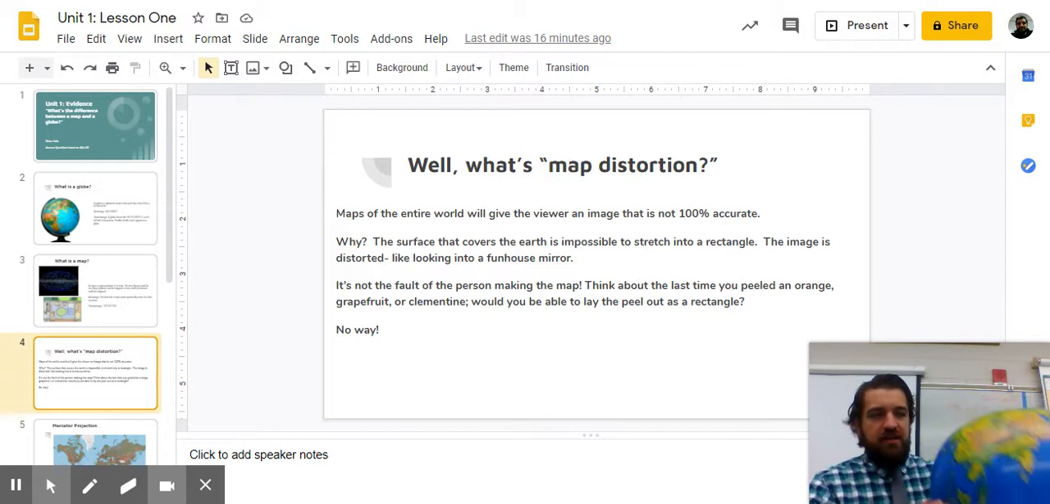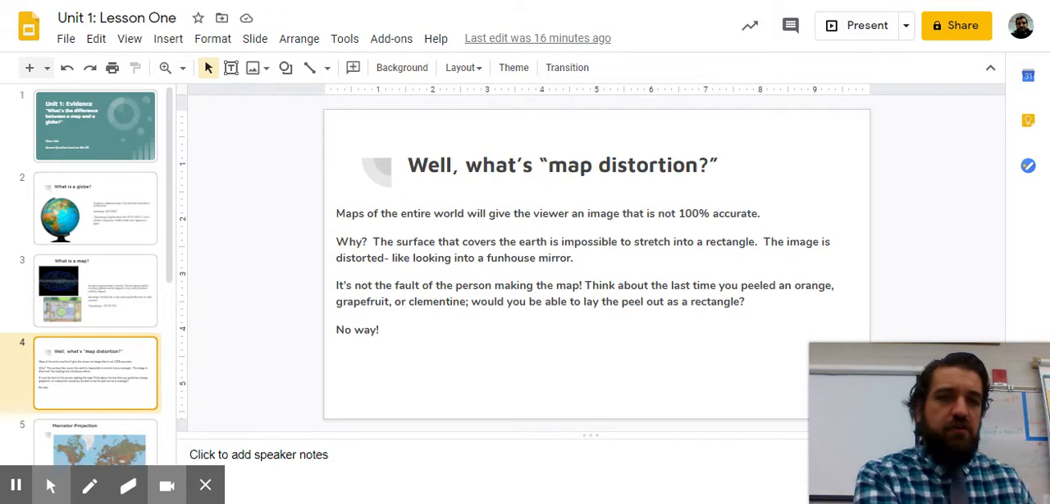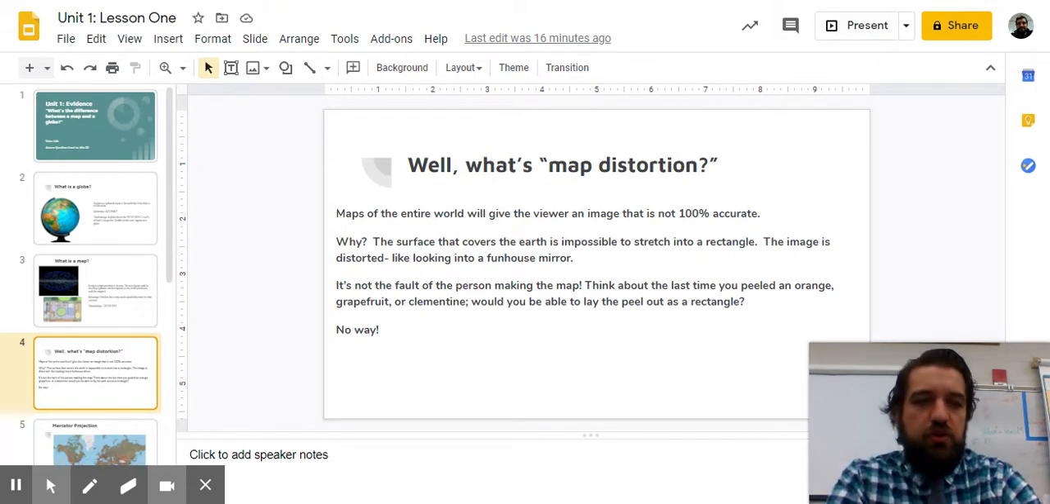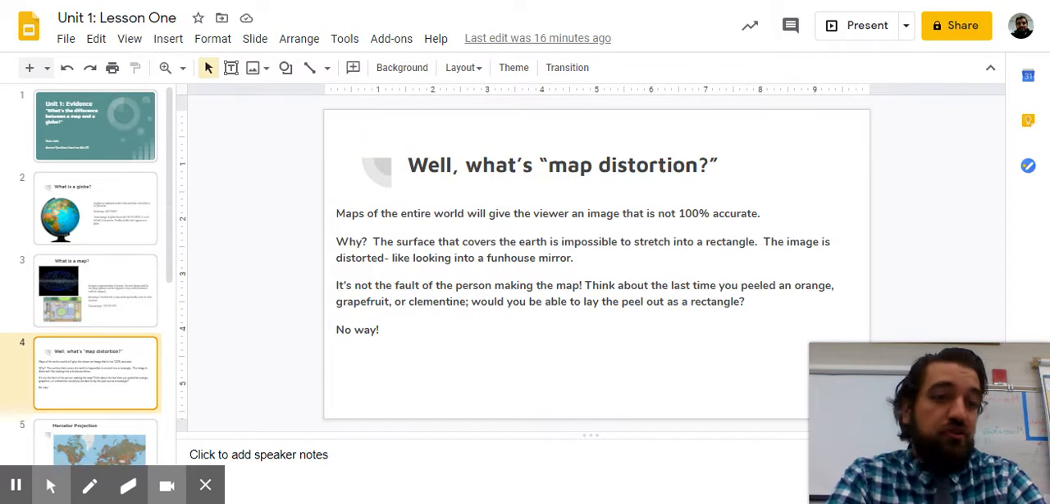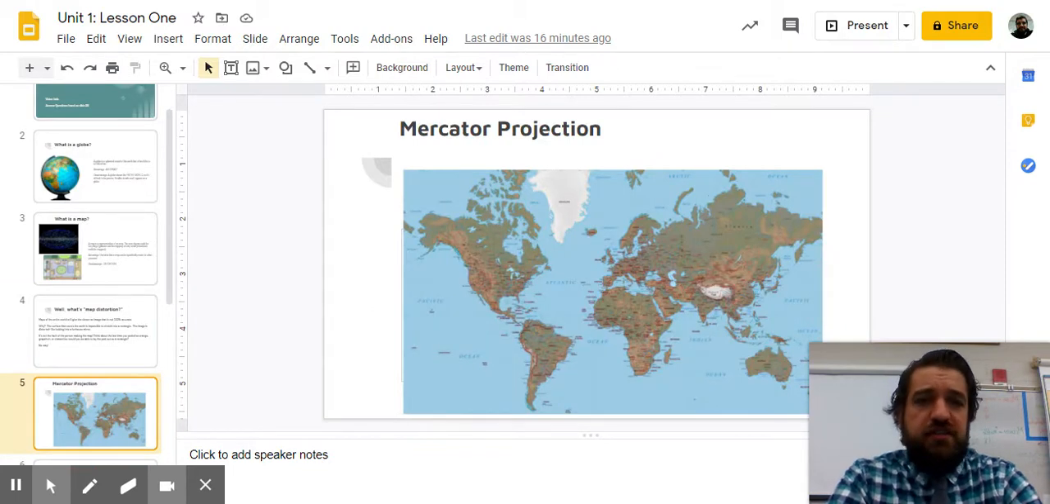a rectangle, right? The cover of this is not going to end up being a rectangle or a square or any sort of neat shape, right? Think about when you peel a grapefruit or a clementine or an orange. The peel, when you have it sitting on the paper towel in front of you, is not going to look like a square or a rectangle or even a circle. It's going to look like some sort of mishmash of shapes, but that's what's necessary in order to cover the sphere. So in order to avoid that, we sometimes use projections that show distortion.